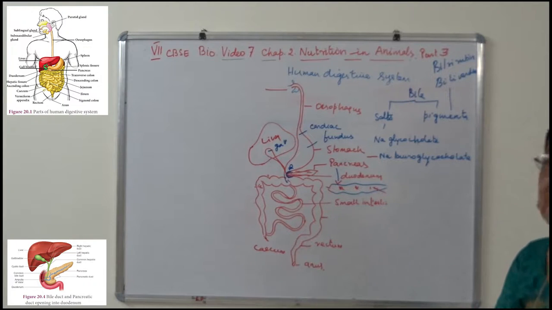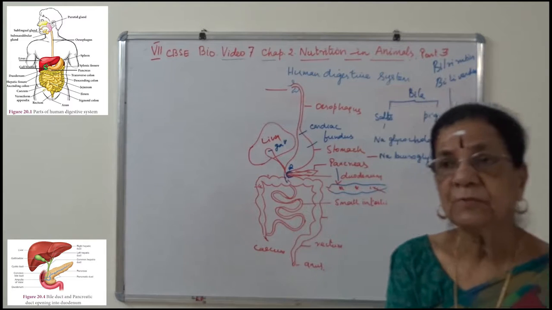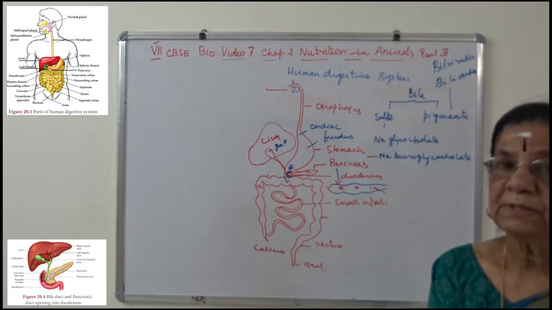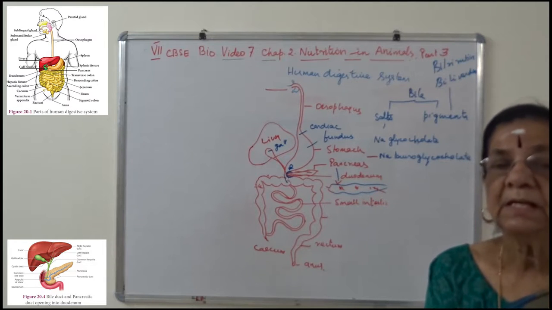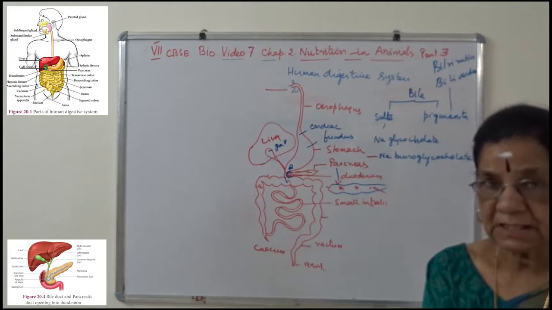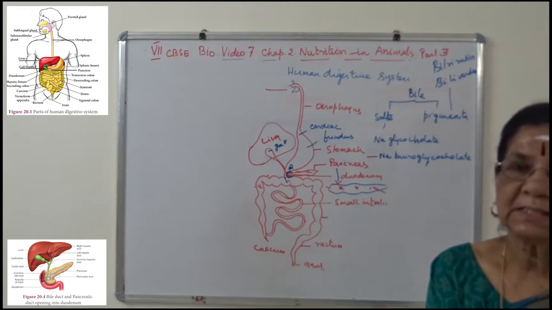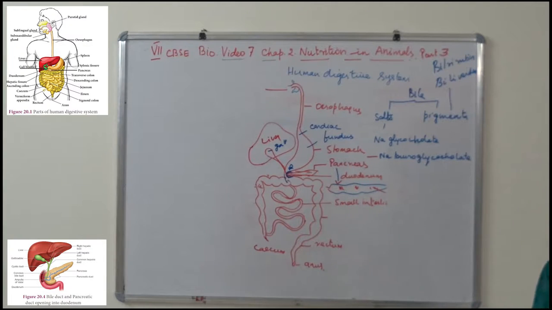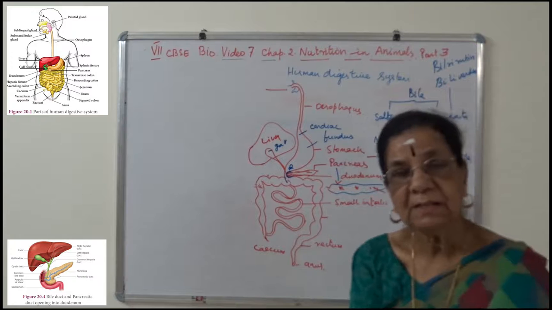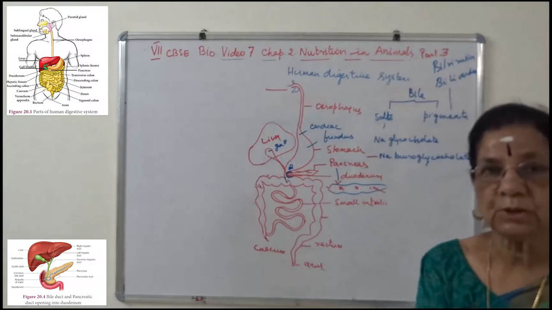This saliva acts on starch. So the food that we are eating, if it contains starch, it will be digested in the mouth itself. And from the buccal cavity or the mouth, the food, called bolus, is pushed into the esophagus by the process called swallowing.